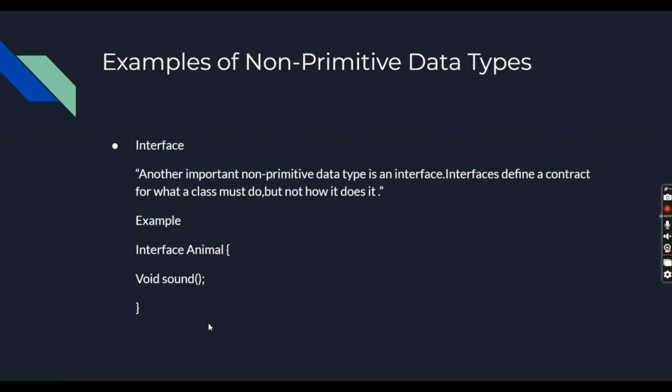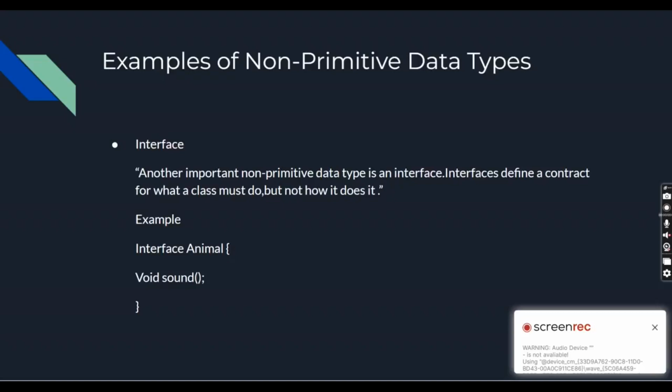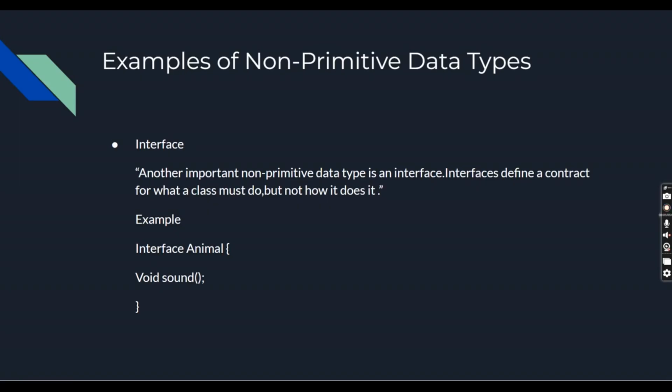Simple as that. Now moving on to the next example, the other is interface. Another important non-primitive data type is an interface. Interfaces define a contract for what a class must do, but not how it works. Right? For example, interface Animal with void sound. In this example, any class implementing the Animal interface must provide an implementation for the sound method.